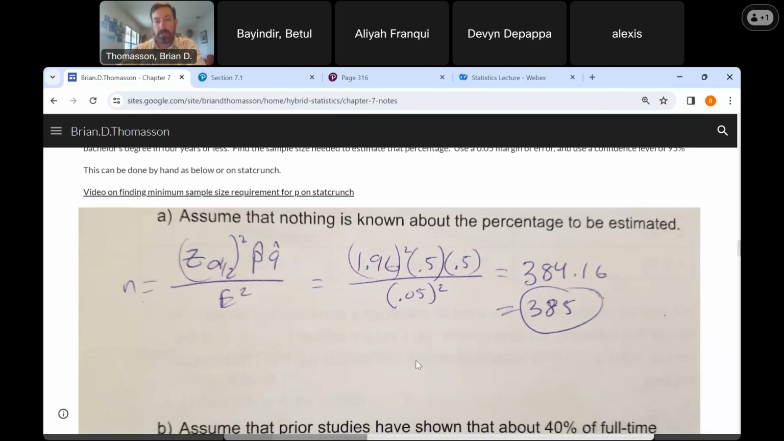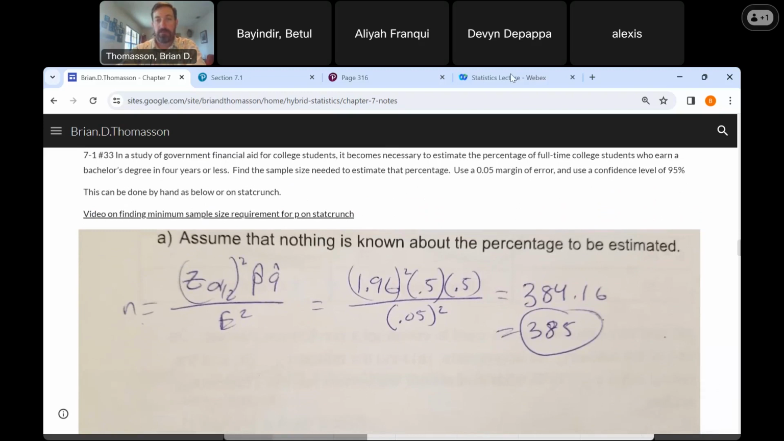So if we did this by hand, we can just plug this in, all right? So we want to be 95% confident. We've looked that up before. That comes out to be the 1.96. We know nothing about the percentage to be estimated. So we don't know anything about p hat or q hat. So we can use 0.5 for those. Okay, so again, if we don't know anything about p hat or q hat, we just enter in 0.5. And they tell us the margin of error is 0.05. So they throw that in the denominator and square it. If we do this calculation, it comes out 384.16. Right? Now, what I wrote down here is I rounded that up to 385.